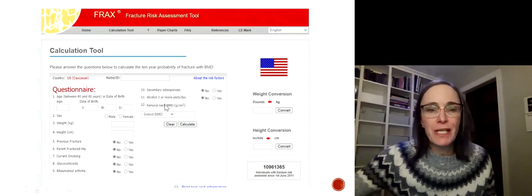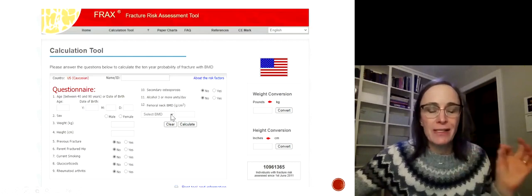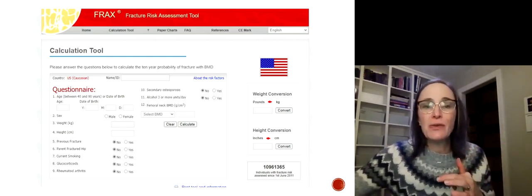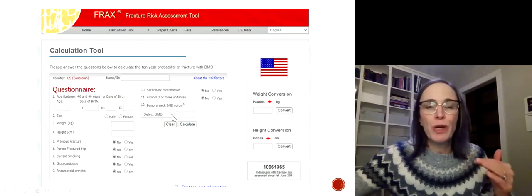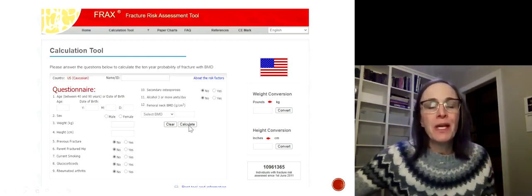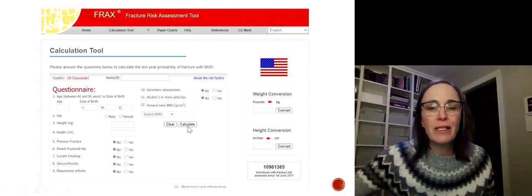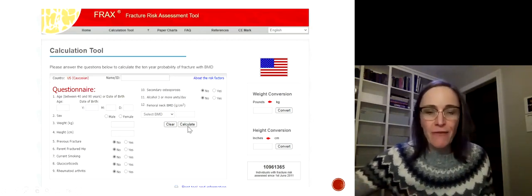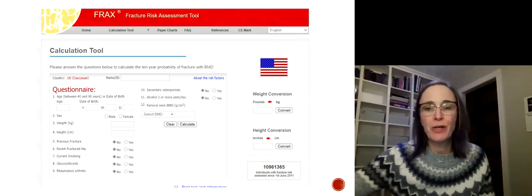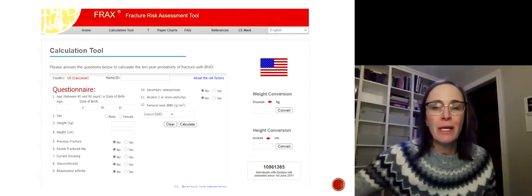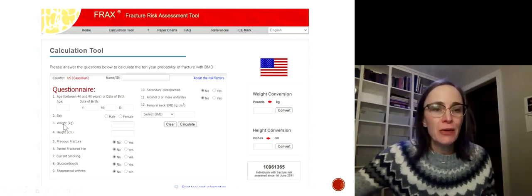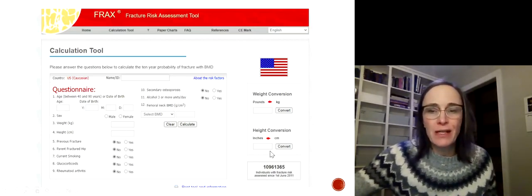And then if you have a bone mineral density, you put in the femoral neck BMD. And if you click on this button, which I can't because this is a screenshot, you can select T-score. You can choose what you want to put in here, and then you hit calculate. Now, what it's going to do is calculate a 10-year risk of whether or not you will have an osteoporotic fracture or a hip fracture, or a major osteoporotic fracture. We'll get into that in a minute. The nice thing about this tool is it wants weight in kilograms and height in centimeters, so there's always a conversion over here from pounds and inches if needed.